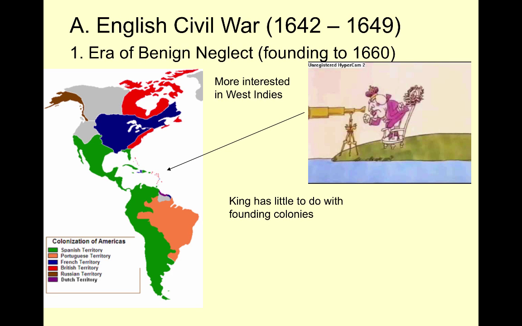So let's start with letter A, the English Civil War, 1642 to 1649. That's what this whole section is about. We talk about before the war, during the war, and after the war, and its impact on the American colonies. So let's go before the war, the era of benign neglect.